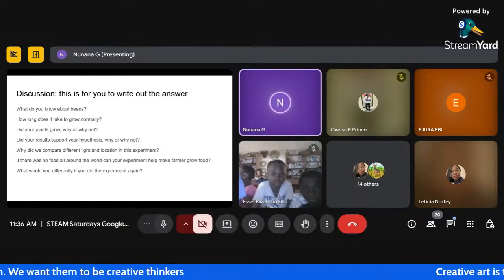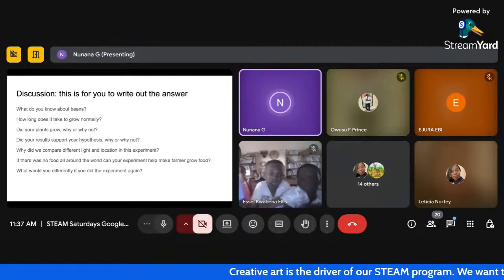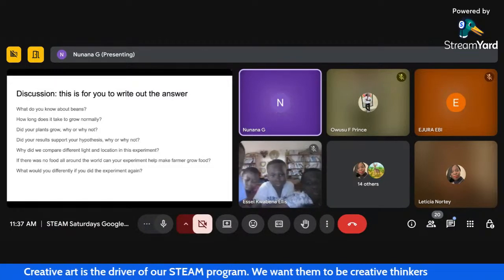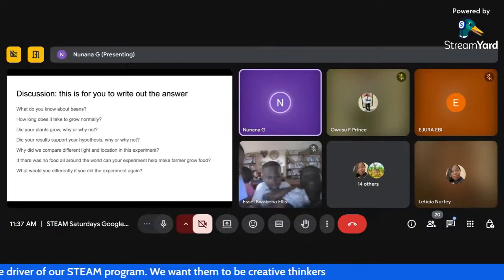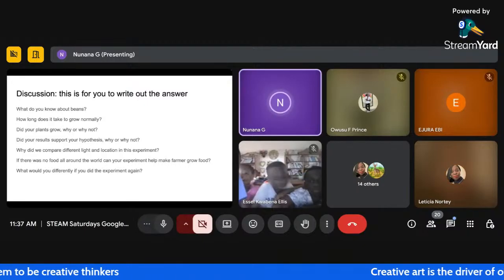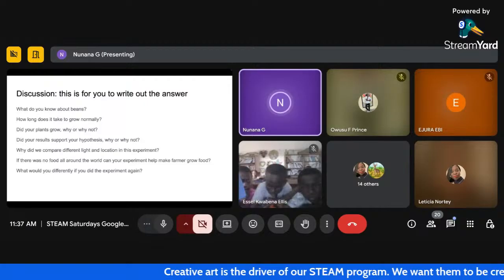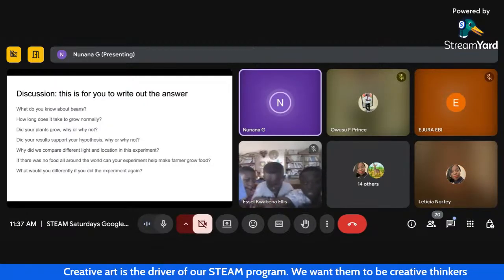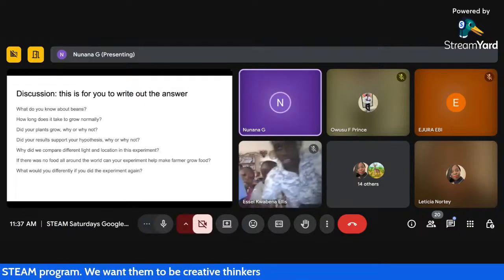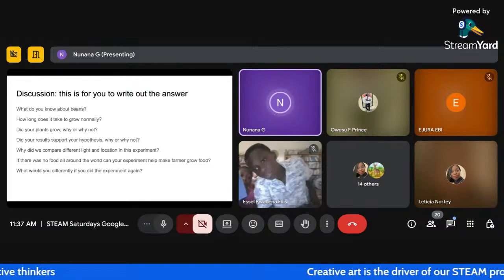So this is the discussion for you guys to think about. What do you know about beans? How long does it take to grow normally? Did your plants grow? Why or why not? Did your results support your hypothesis? Why or why not? Why do we compare different light and location in this experiment? If there was no food all around the world, can your experiments help make farmers grow more food? What would you do differently if you did the experiment again? This is for you all to think about.